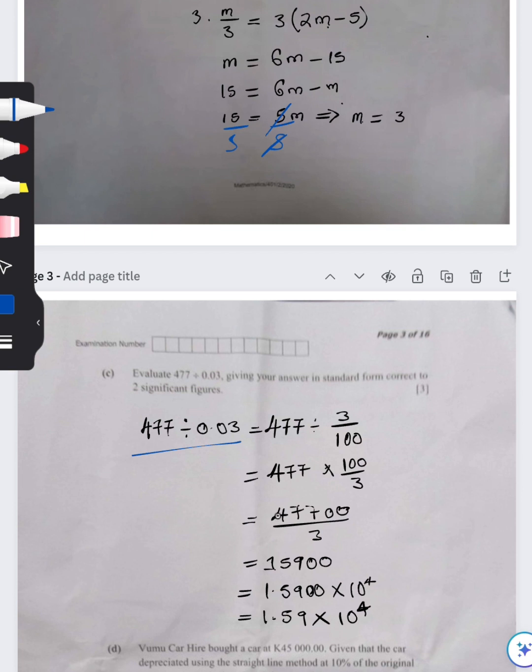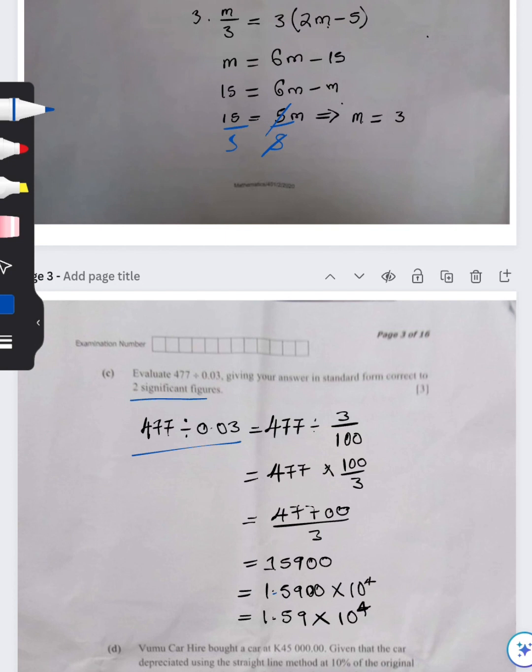3. 3 into 4 is 1, remainder 1, I put onto 17. This is 17, so 3 into 17 is 5, and I remain with 2. So 3 into 27 is 9 with 3 zeros. Now, we are to give our answer in standard form. So standard form is 1 or a number point something. So I bring my point here and I count the number of decimal places. So this is 1, 2, 3, 4 times 10 to the power 4.